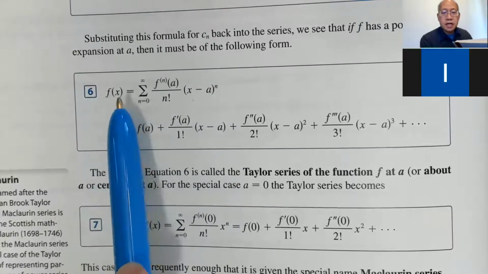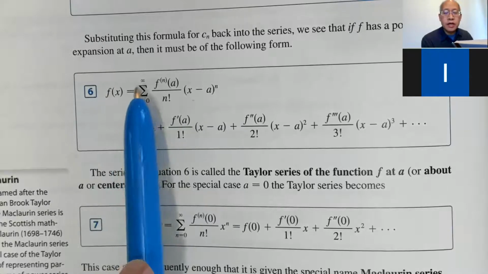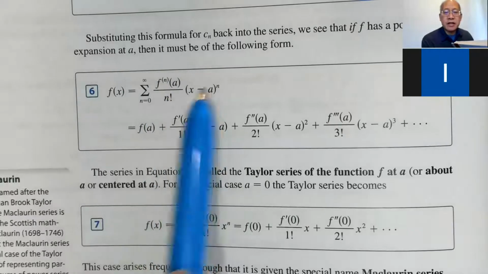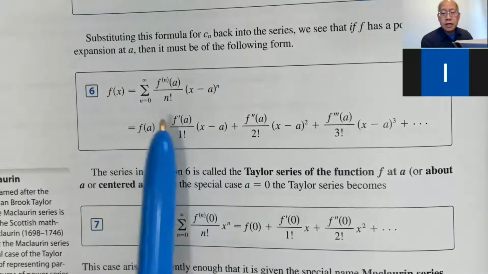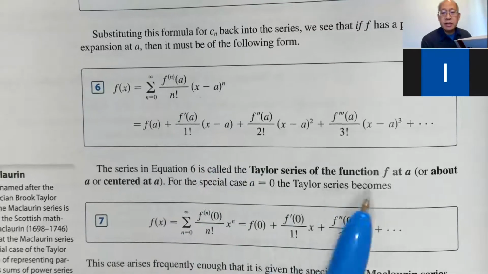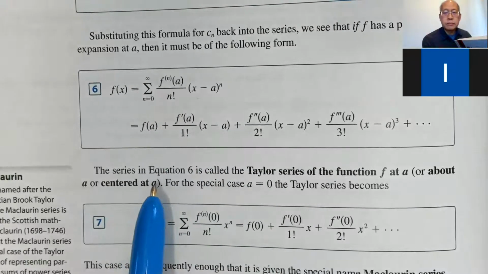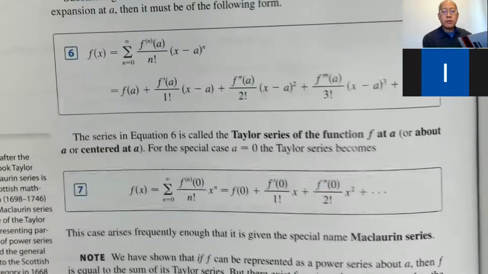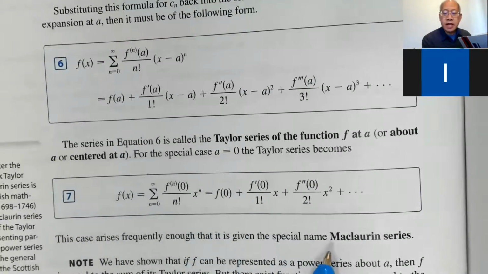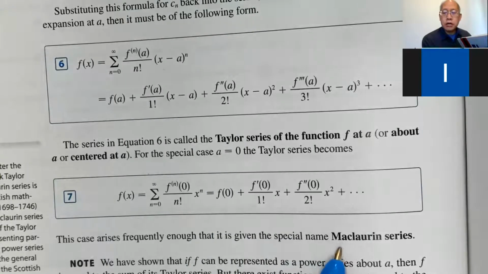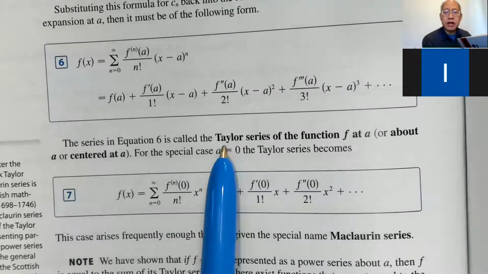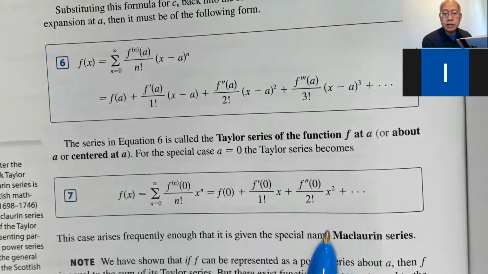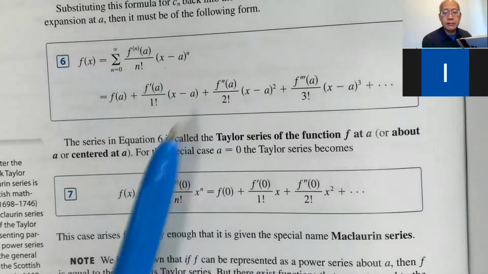f of x is the summation n equals 0 to infinity of f^(n)(a), where n stands for the derivative, times (x minus a)^n over n factorial. This is called a Taylor series, centered at a. If a is 0, that's what we like, it's nicest. The name is then a Maclaurin series. So a Maclaurin series is a special kind of Taylor series where you're centered at 0. Taylor series, you're centered anywhere, a.